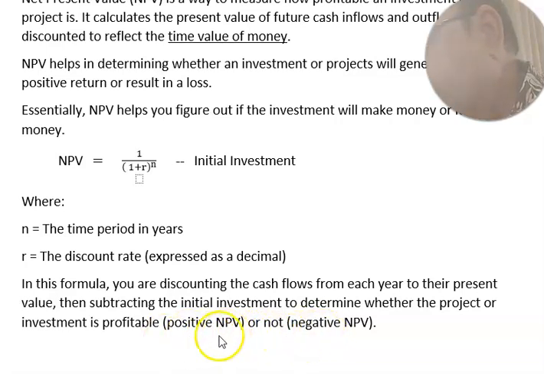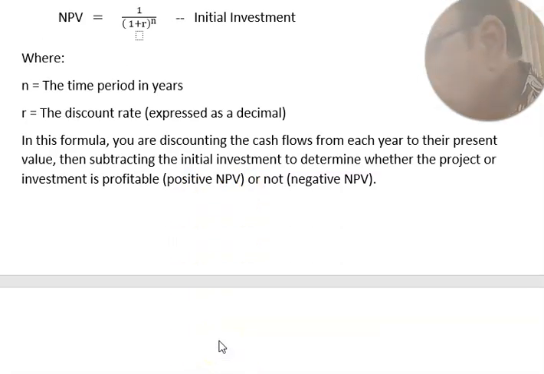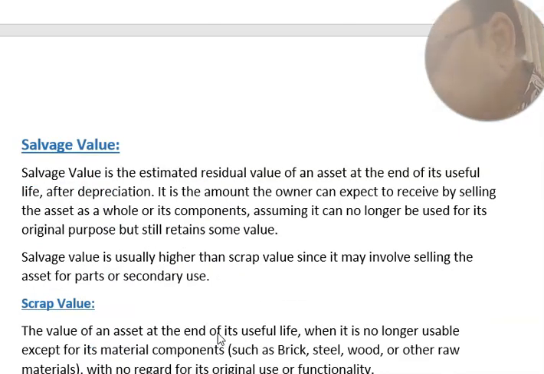If positive NPV, then the owner wants to run the project. Now we will study salvage value. Salvage value is the estimated residual value of an asset at the end of its useful life after depreciation.